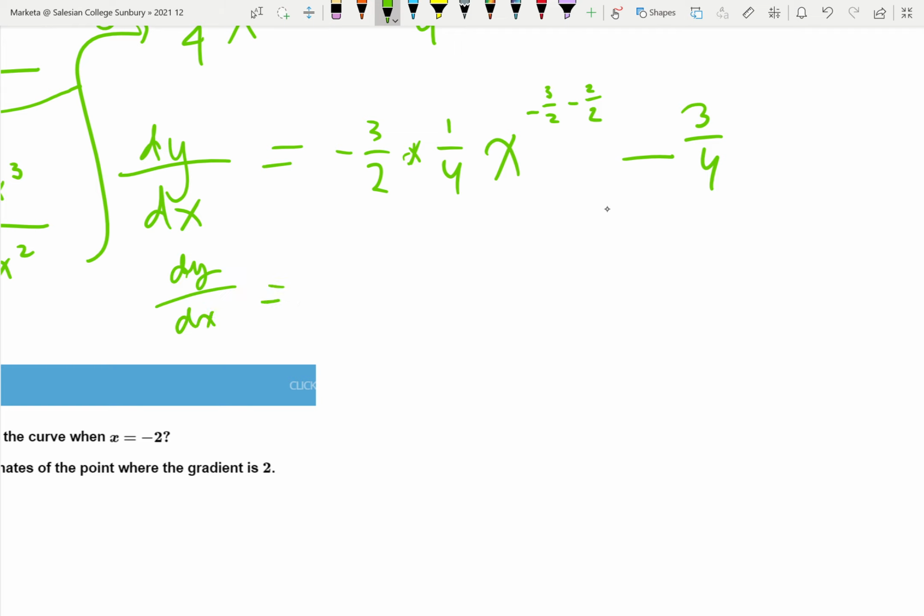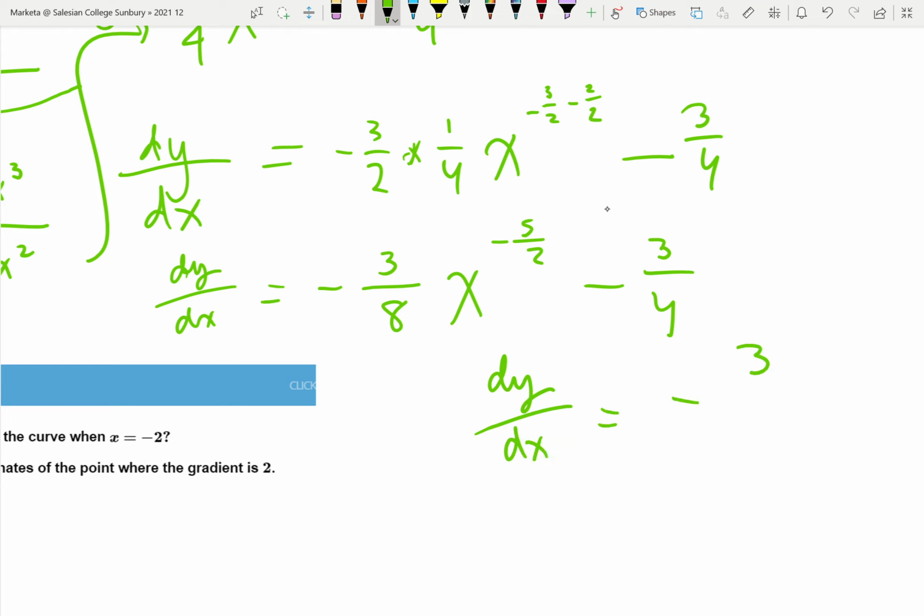Okay, let's see. -3 times 1, okay, 3, 2 times 4 is 8. X, -3, -2, -5 on 2, minus 3 on 4. And again, I'm going to put it with positive powers. Dy dx equals -3 over 8 x to the 5 on 2 minus 3/4. And look, if this was to the power of half, you would make it a square root. But 5 on 2, I mean, you could do the square root of x to the 5, but it just seems ridiculous. It's no better than this, so I'd just leave it with the fractional power. All right, let's move on.